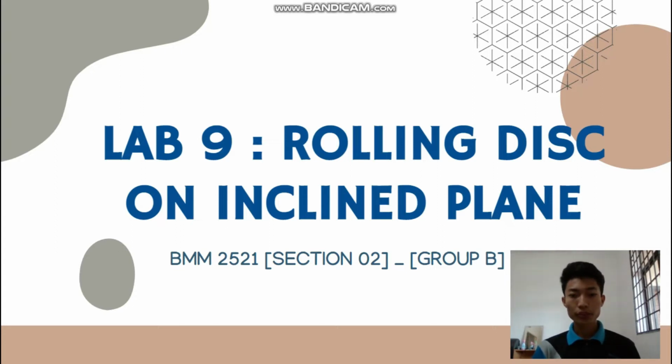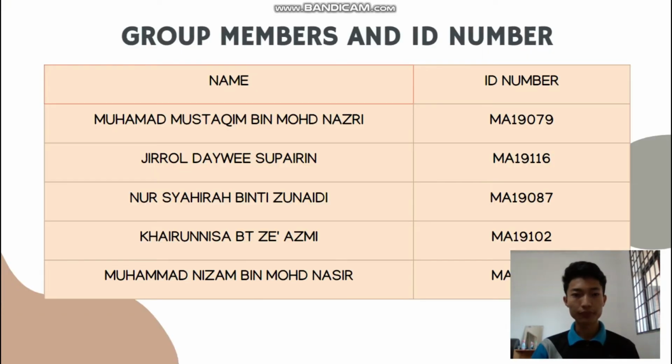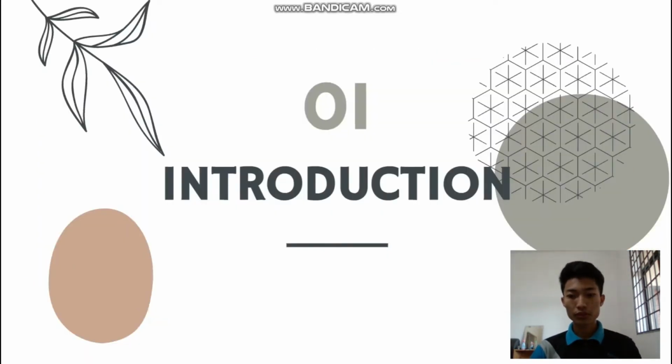We are from Group B, Section 02. Today we will present to you about experiment 9, which is rolling disc on inclined plane. My name is Muhammad Mustaqim bin Muhammad Nazri, ID number MA19079, and these are my other group members. Without further ado, let's move on to the introduction of this experiment.